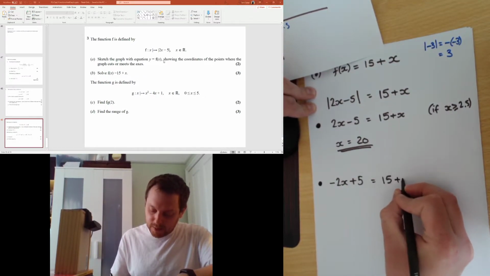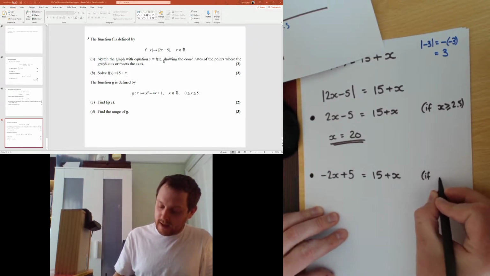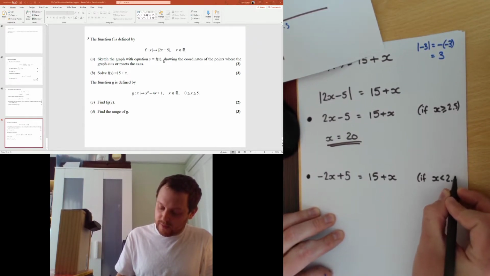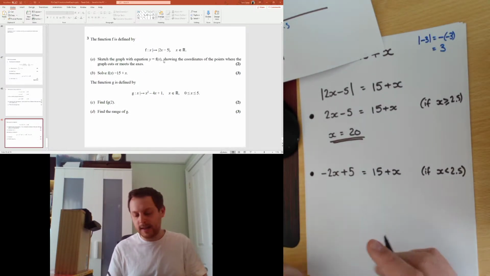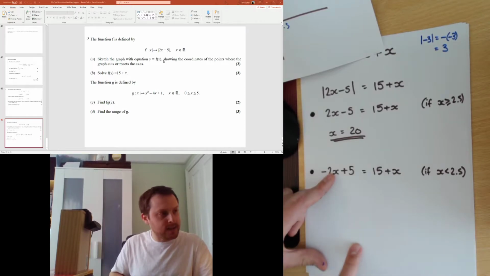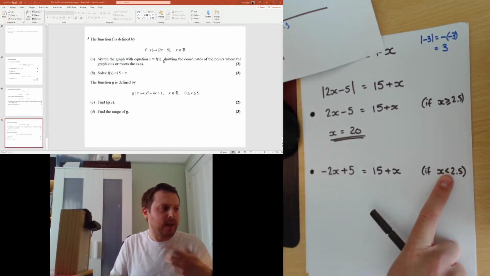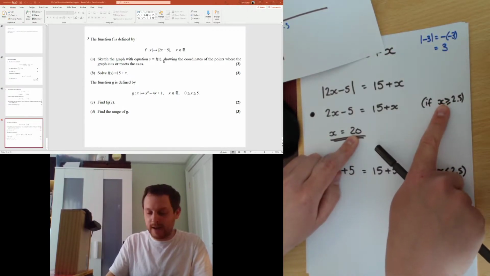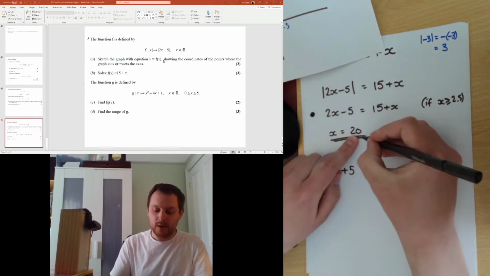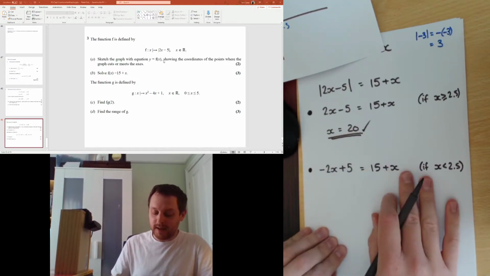That's still the 15 plus x. Now this equation is what we have if x is less than 2.5. How you know if a solution is not valid is, say we got an answer to this that then violates this, then it wouldn't be valid. If you notice, 20 is greater than or equal to 2.5, so we fully expect that that'll work when we check. Anyway, let's see what we get here.